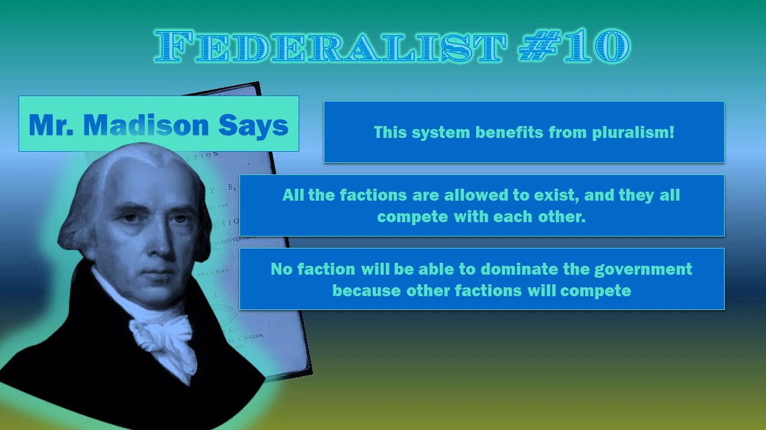So if the NRA gains influence in the Senate, there's probably a different faction, maybe an interest group like Moms Demand Action Against Gun Violence. Maybe that group has influence in the House. And so in this way, it's okay to have factions because the factions compete against each other, and no single faction will be able to dominate the politics of the government, because all these factions, because they have the freedom to participate, compete with each other and they control themselves.